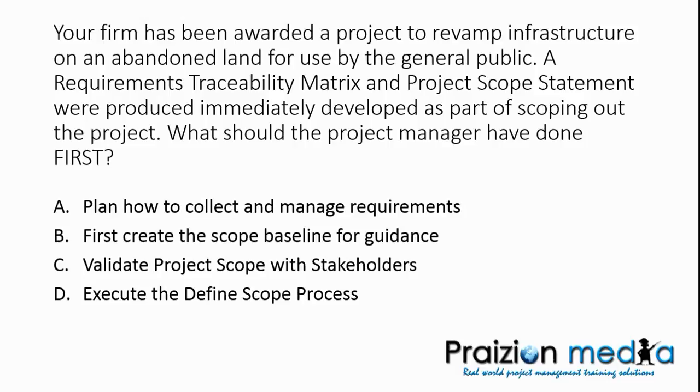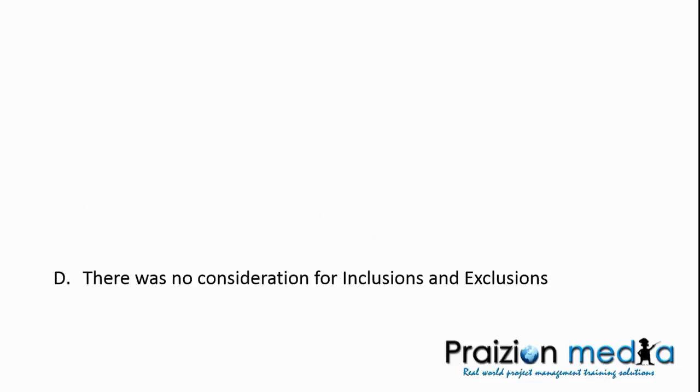The answer to this is, of course, to plan how to collect and manage requirements. You should have first planned how to collect requirements before you begin doing that using the requirements traceability matrix. And also, before defining scope, you should have planned how to collect requirements. Of course, if you planned how to collect requirements, you were in the plan scope management process, and you should also have produced a scope management plan. Well, let's go to question 3.